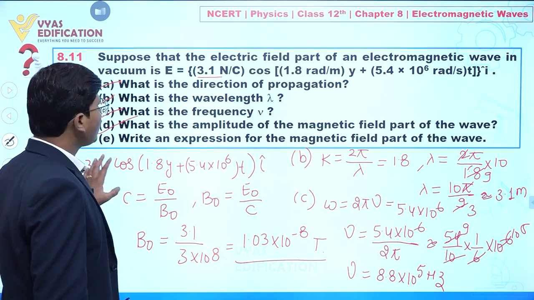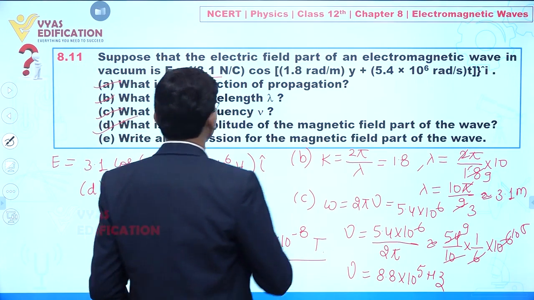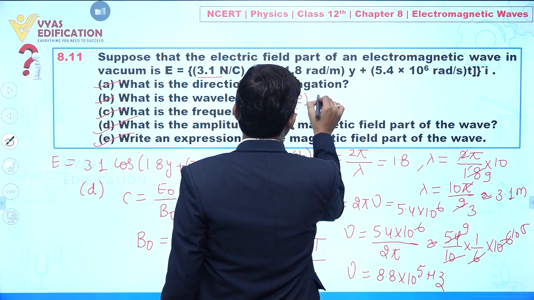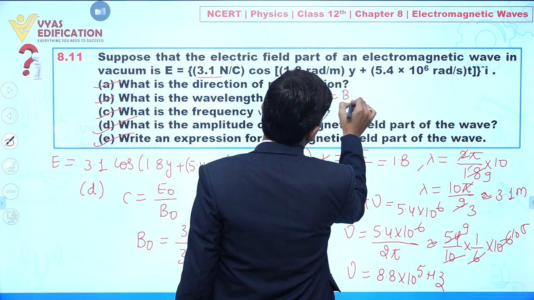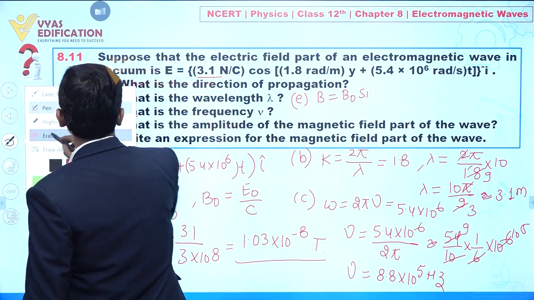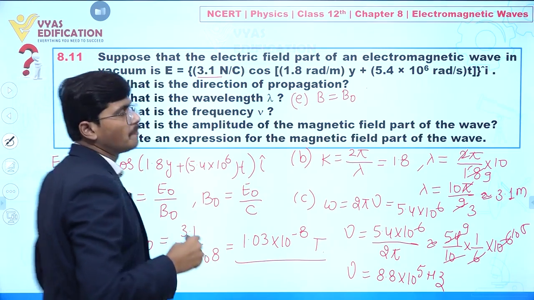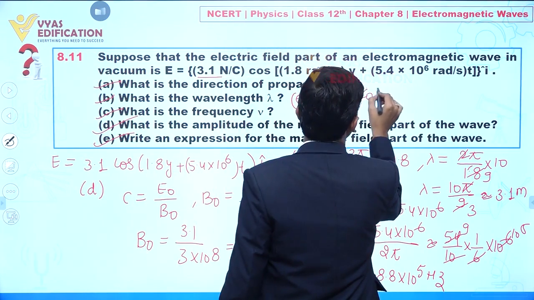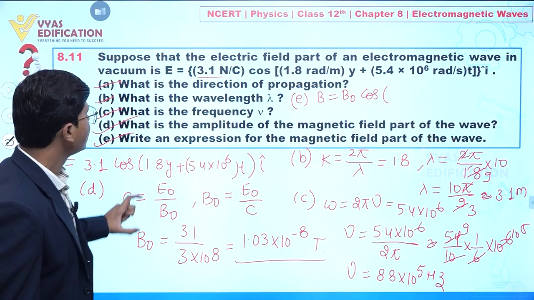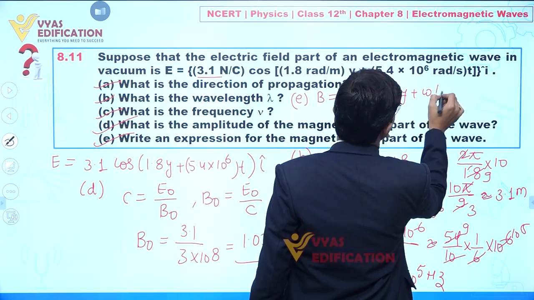Now we have to write an expression for the magnetic field part of the wave. So I am writing here, B equal to B naught, and because the term of cos is given, I am writing cos. So B equal to B naught cos of, now we can say this is ky plus omega t.